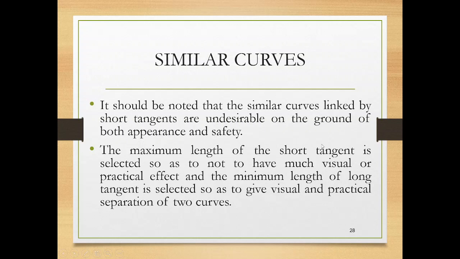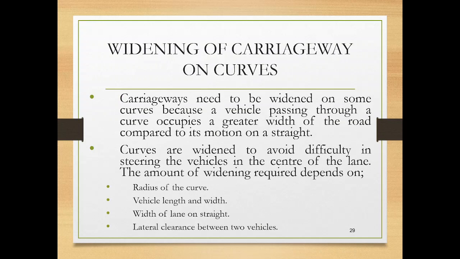So similar curves. It should be noted that the similar curves linked by short tangents are undesirable on the ground of both appearance and safety. So that is, there are two similar curves and they are joined by a small straight in between. Okay, so the maximum length of the short tangent is selected so as to not to have much visual or practical effect, and the minimum length of long tangent is selected so as to give visual and practical separation of two curves. So these have to come through the experience. Okay, these are some of the theories.